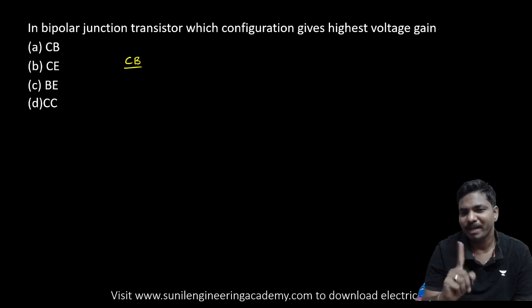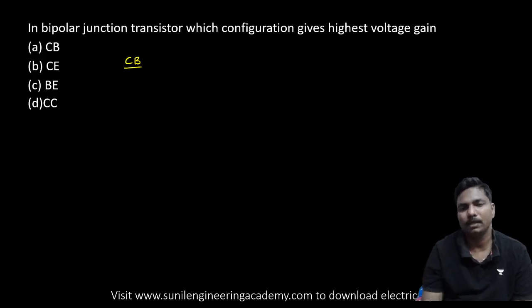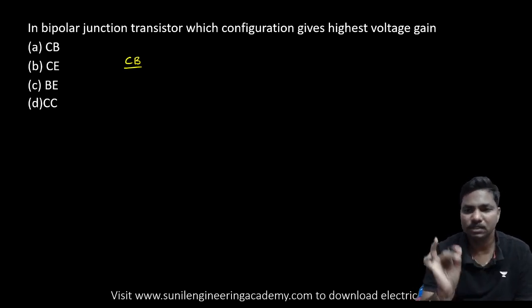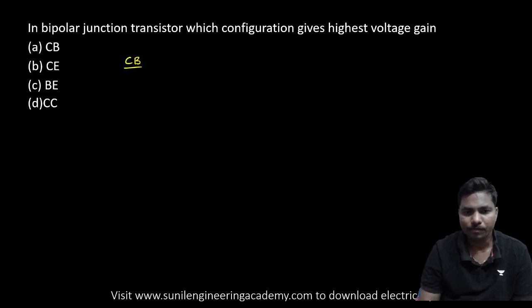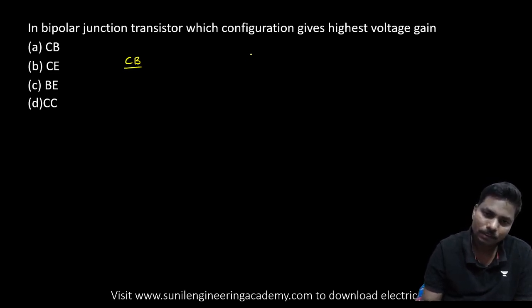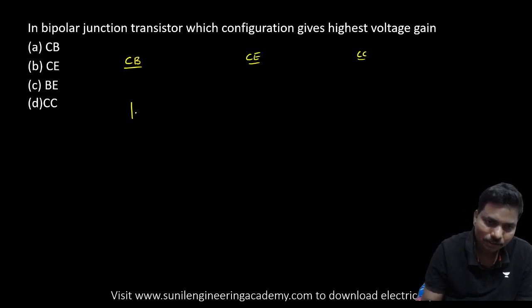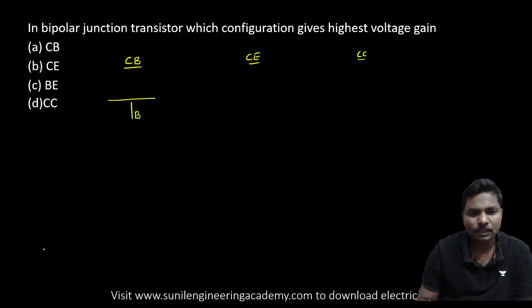The heading is not at all the matter. So many electronics students also don't know this much of simple subject. So: common base, common emitter, common collector. In common base, the base is the common terminal. Remember one thing, or note down this point.